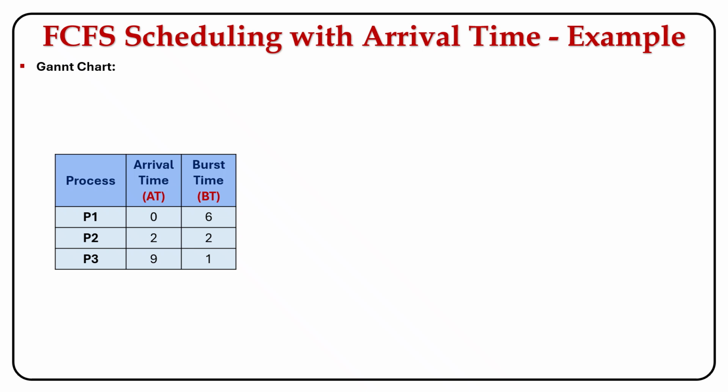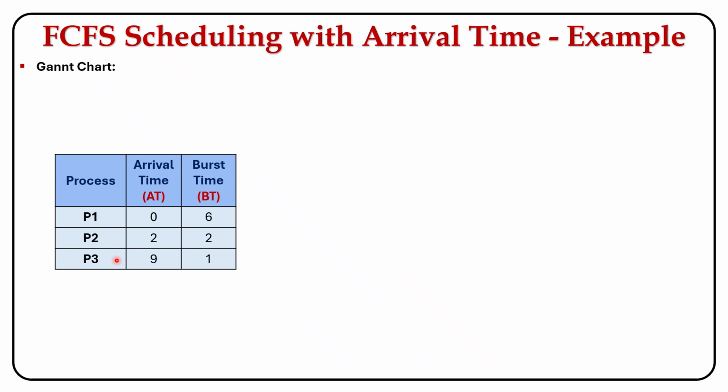Yes, in our problem, we have three processes, namely P1, P2 and P3 with arrival time 0 to 9 and burst time 6 to 1 units respectively. We know that in first come first serve scheduling algorithm, the process that arrives first gets the CPU and runs completely. Since process P1 arrives at time 0, then process P2 arrives at time 2 and process P3 arrives at time 9. So based on the arrival time, the execution order of the processes is P1, P2 and P3.